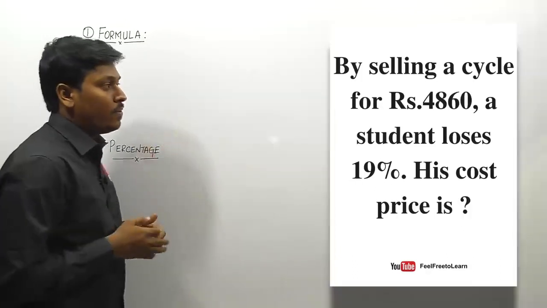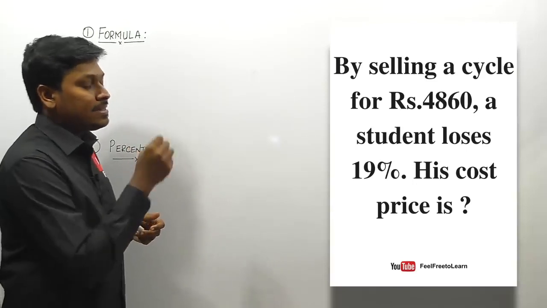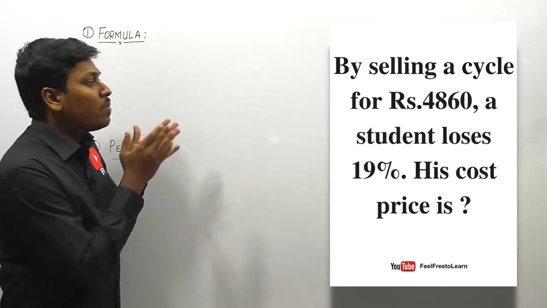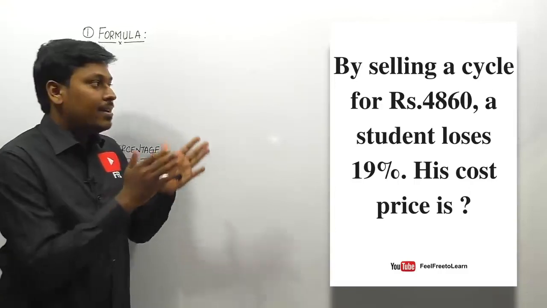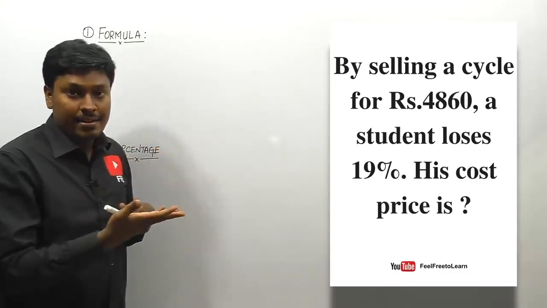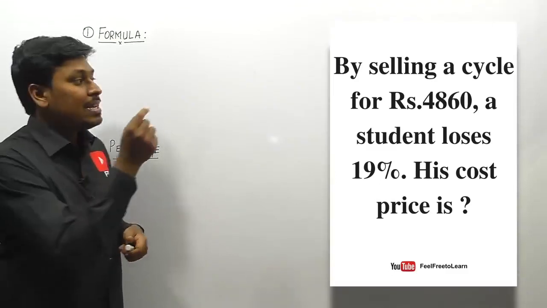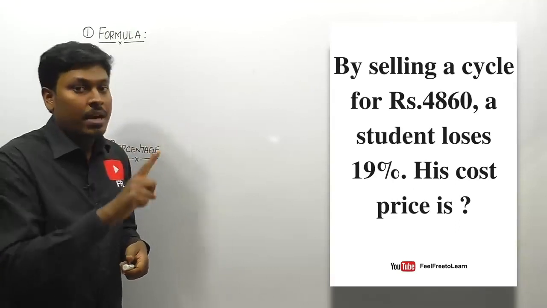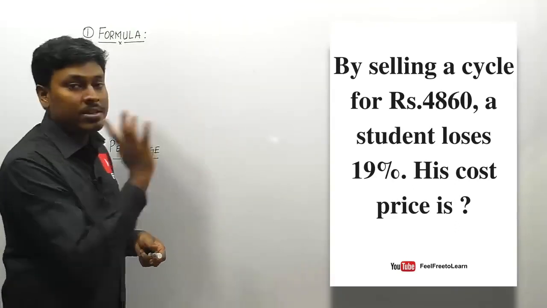Question number 4. By selling a cycle for rupees 4,860, a student incurs a loss of 19%. So we need to find what is the cost price. Similar to the previous question, listen carefully. A person is selling a cycle. If he sold a cycle, then we can say that it will be the selling price. So selling price will be 4,860. Because of selling for that amount, he got a loss of 19%.